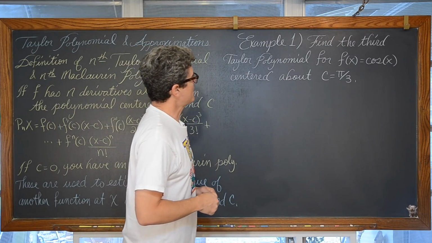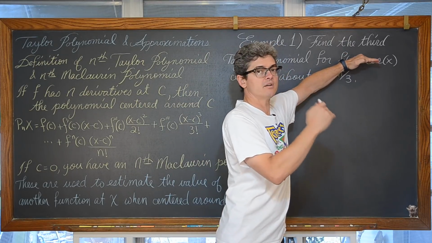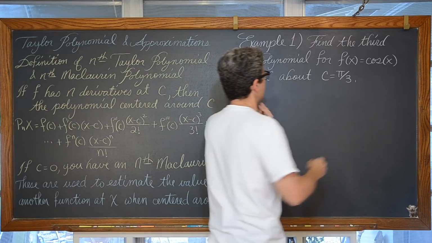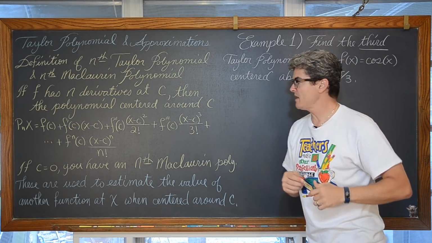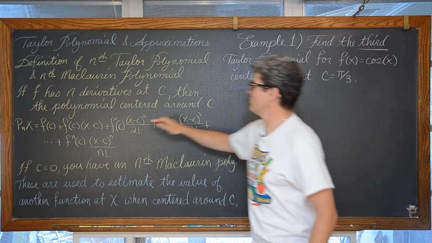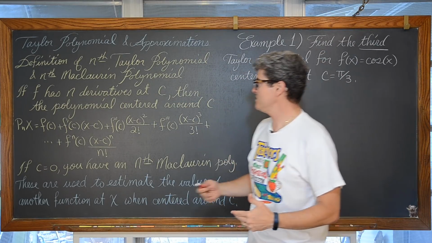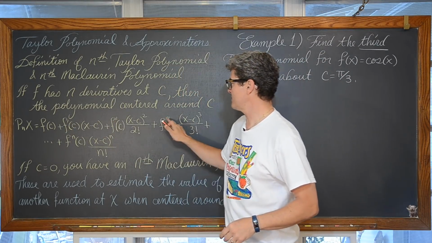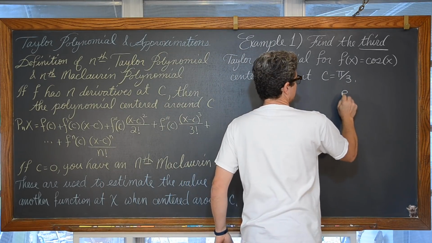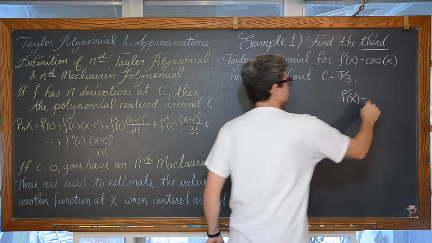Find the third Taylor polynomial for f of x equals cosine of x. We're going to make a polynomial that estimates the cosine function around the point pi over 3. So let's see here. We want a third degree Taylor polynomial, so we need to recognize what the function is itself. We've got that f of x is equal to cosine of x, and we need to work out what the first, the second, and the third derivatives are. So we have f prime of x. Well, the derivative of cosine is negative sine.